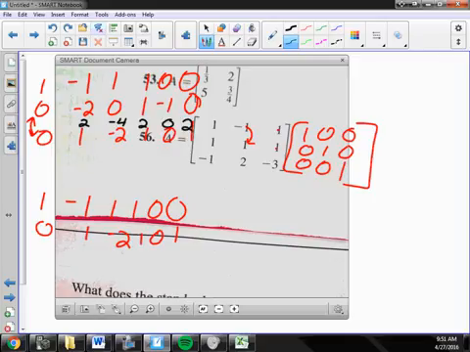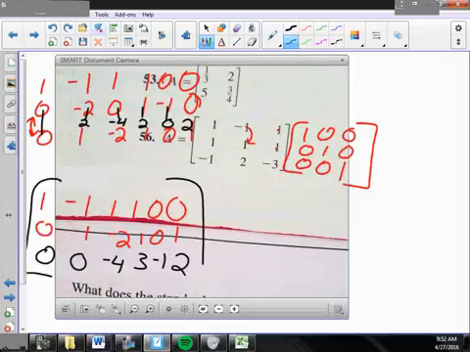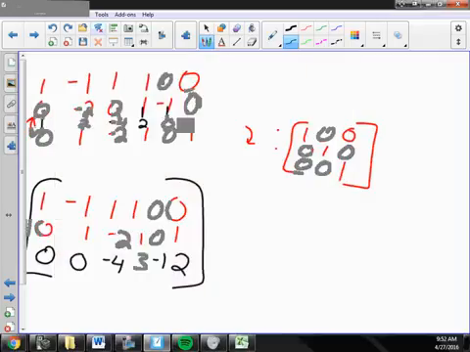And if I add that to row 2 and put it in the spot for row 3, I now have a 0 in the row 3, column 2 spot. So if I add these, those make 0, those make 0, so 0, 0. That would be negative 4, 3, negative 1, and 2. Get rid of this. Now what?